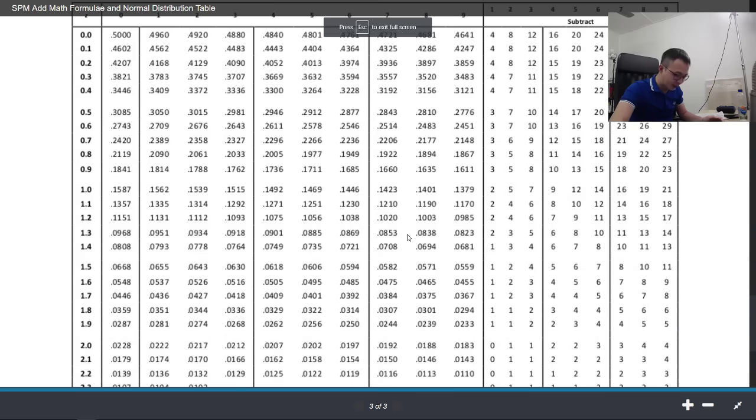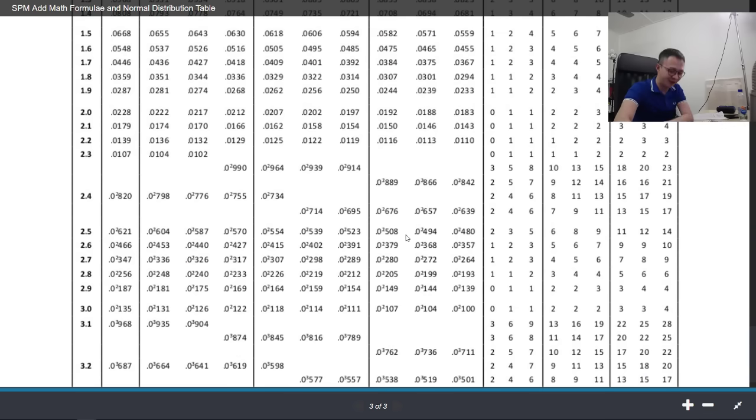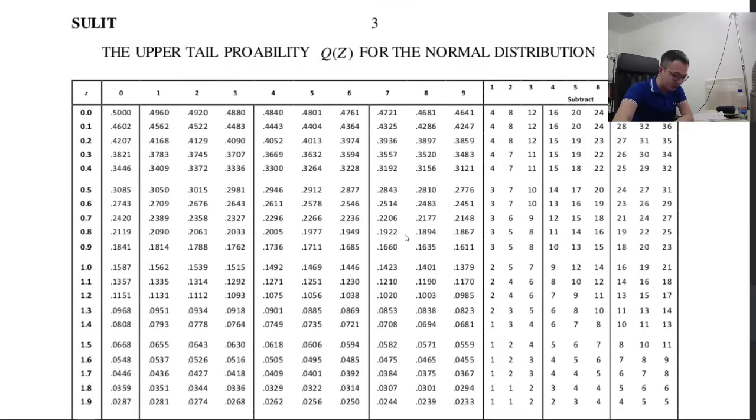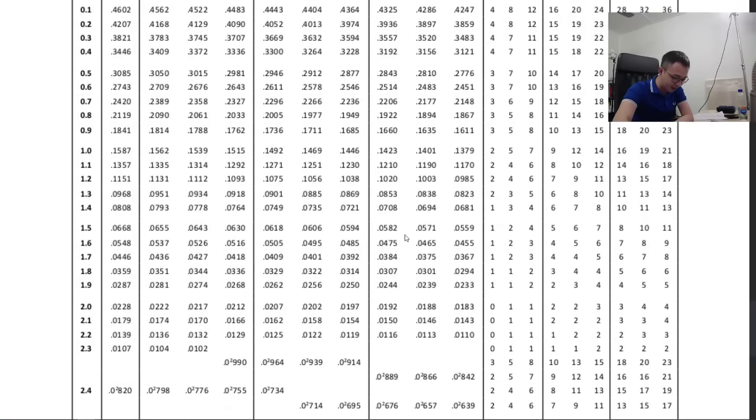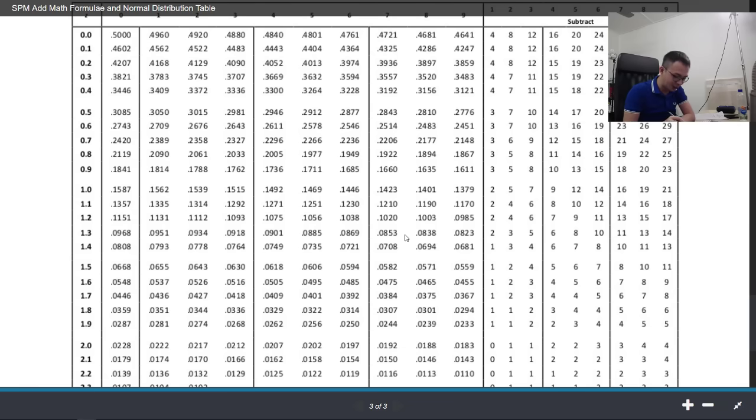Okay, right now we want to find the 0.125. I hope I still remember the number. So that one is a probability, and we need to find the probability inside here. So 0.125, I hope you can actually see it. 0.125 will be this one.